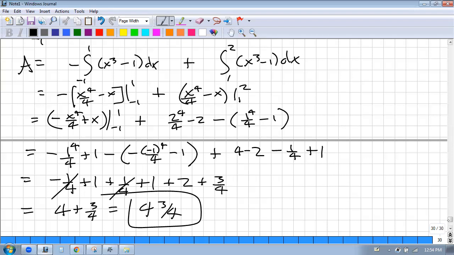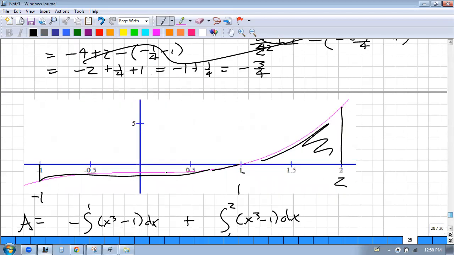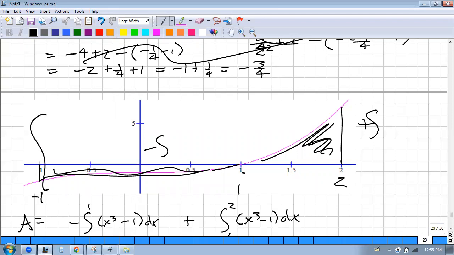But you see, the whole point of this problem is the setup here. This is below the x-axis, so that's the negative integral. This one's above the axis, so that's the positive integral, and you have to add those together. So you have to break this into 2 parts to get the area. If you just integrate from here to here, it's going to take that area and subtract off this area, which is not what you want. All right.